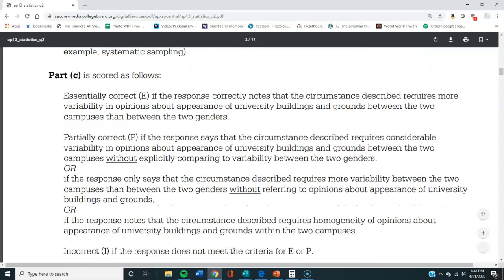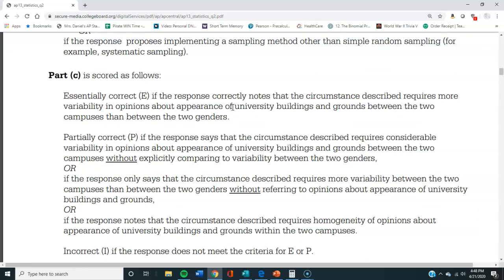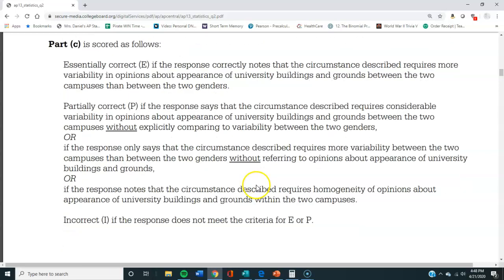Part C. Now, you get an E if you say that you're getting a comparison of the 2 genders, or you're taking out that variable, you're good. Now, if you don't talk about their opinions, and opinions might be different within genders, you're only going to get a P. You get an I if you miss both. All right?